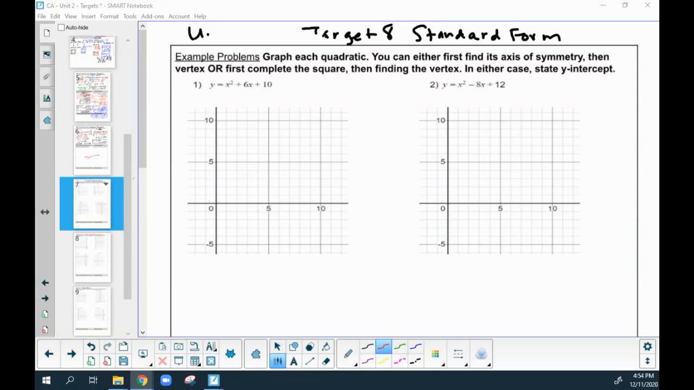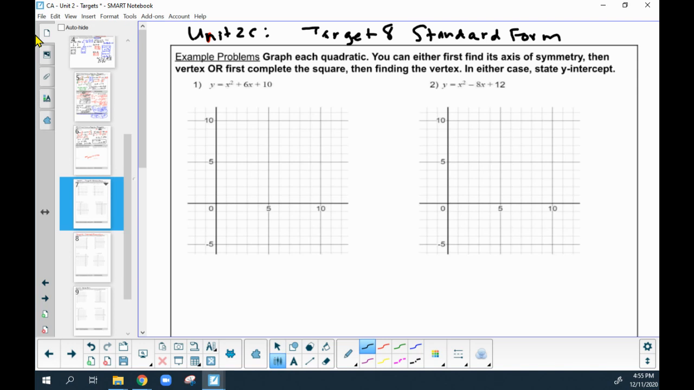I am here to help you with your target sheet from Unit 2C. This is where we're graphing quadratics. There are a number of versions that we're going to graph, so I'm going to start with the first target 8 and just do the standard form version and make other videos to fit the other forms.